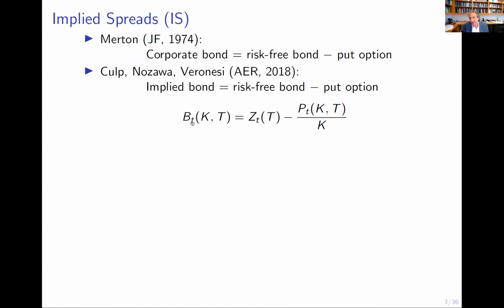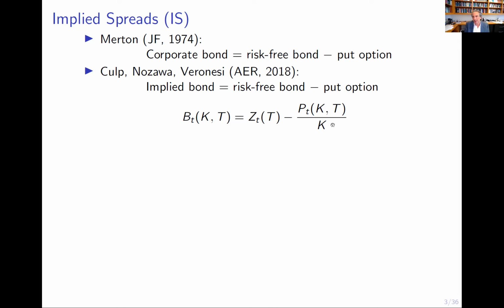And in formulas, you can imagine, the implied bond is equal to Z, a little notation before. The risk-free bond is a zero coupon bond, so Z at time t with maturity capital T, minus a put option, I'm going to denote it this way. K is the strike price, T is the maturity, and t is, of course, the time.